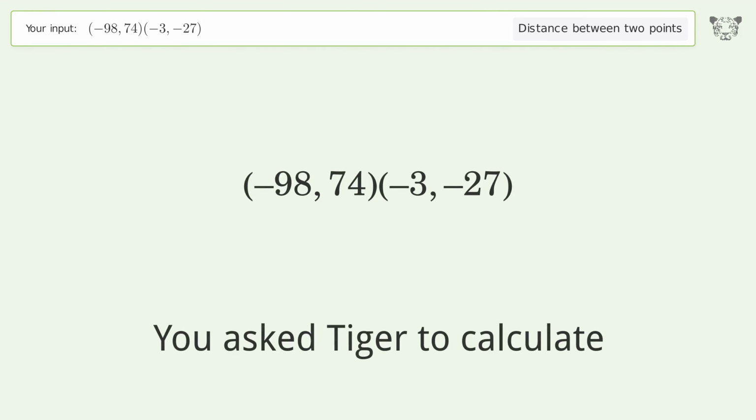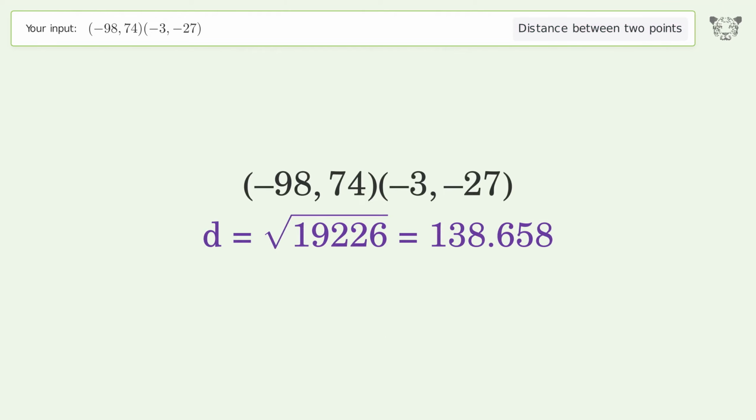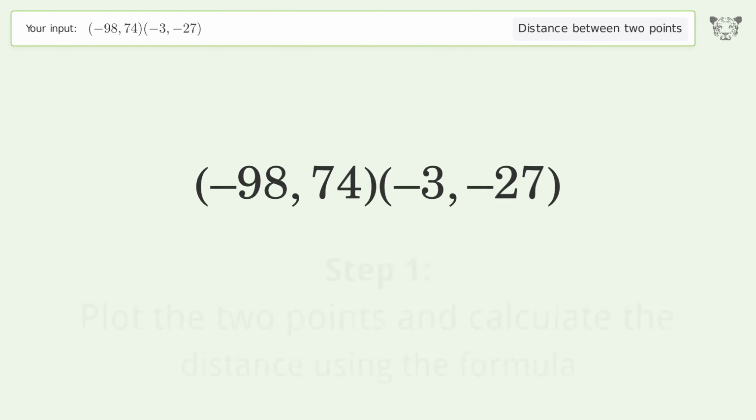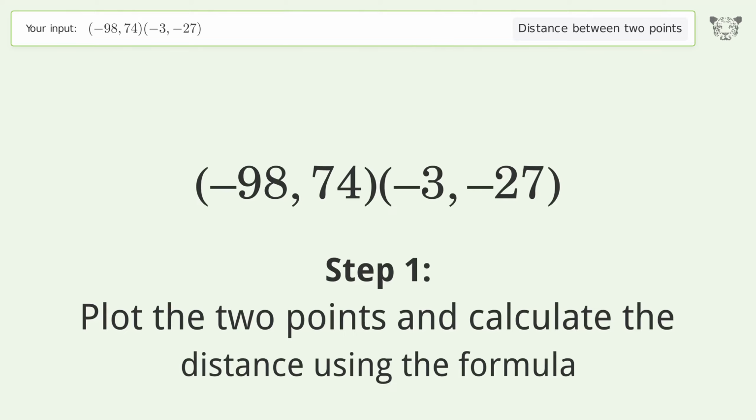You ask Tiger to calculate. This deals with the distance between 2 points. The distance between the 2 points is the square root of 19,226, or 138.658. Let's solve it step by step. Plot the 2 points and calculate the distance using the formula.